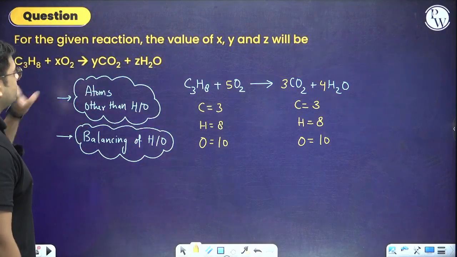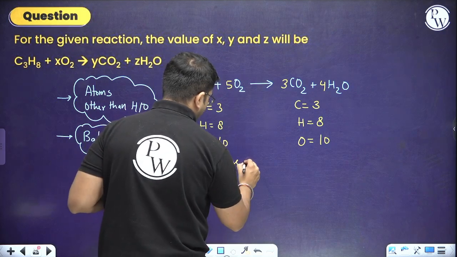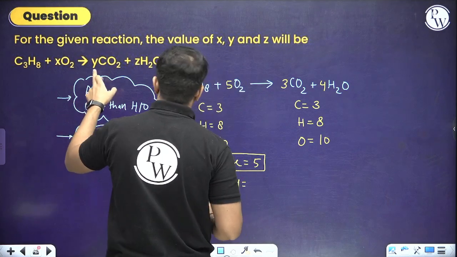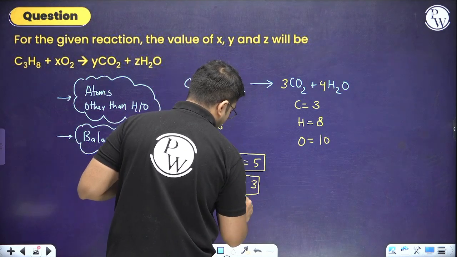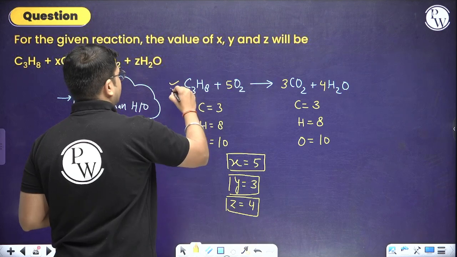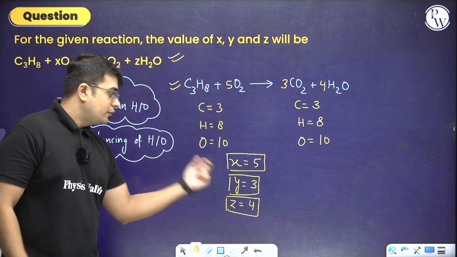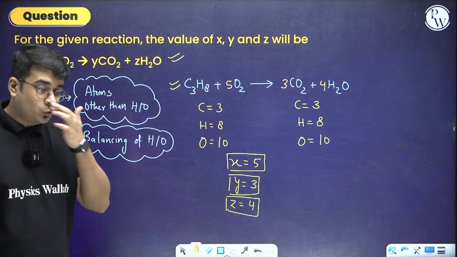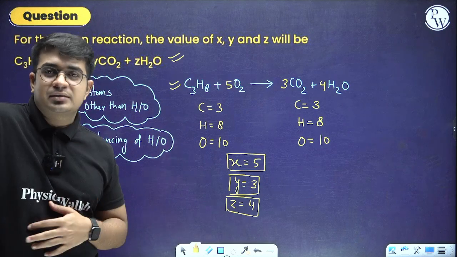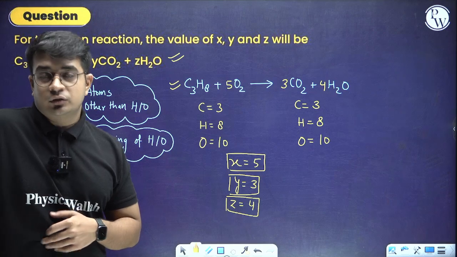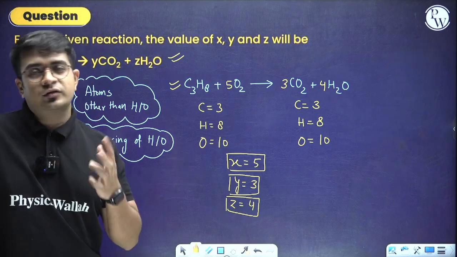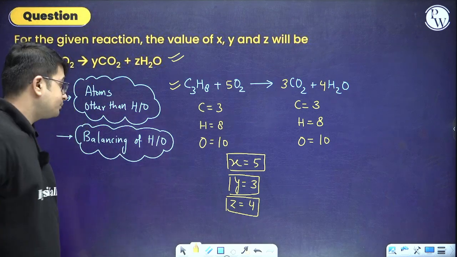Now compare this equation with the given particular part. You can see that the x value will be equal to 5, the y value will be equal to 3, and the z value will be equal to 4. So after comparing the equations, x is 5, y is 3, and z is 4. I hope this entire part is clear. I hope you remember the balancing. Try to balance some more equations by yourself, so that you gain the confidence to balance a particular equation, because balancing is always required whenever we are dealing with the concept of stoichiometry. Okay.